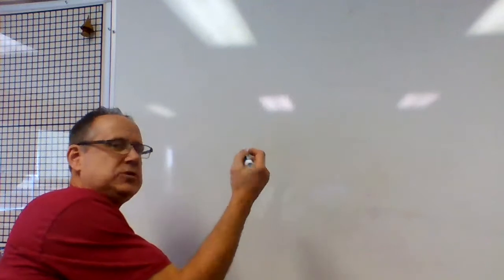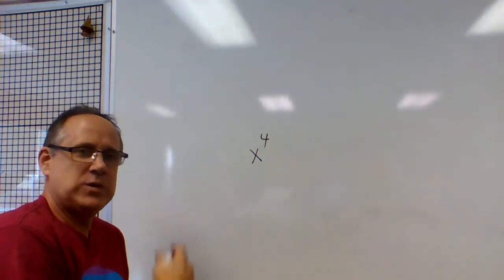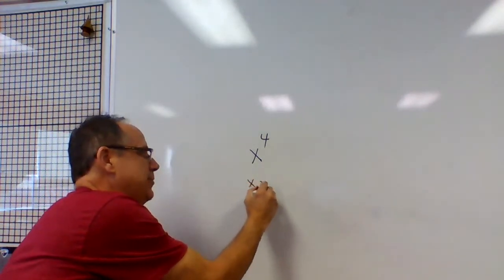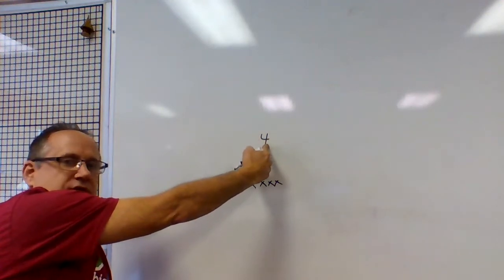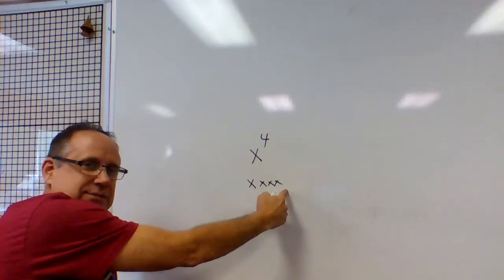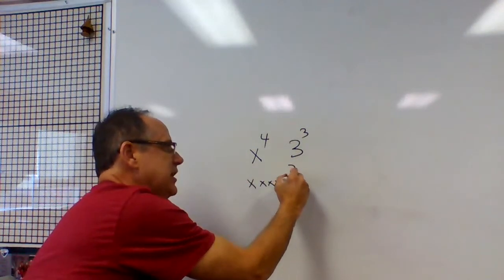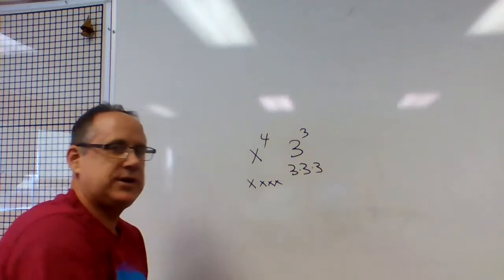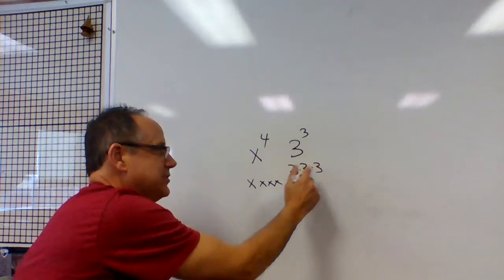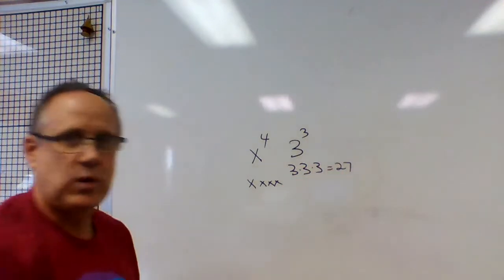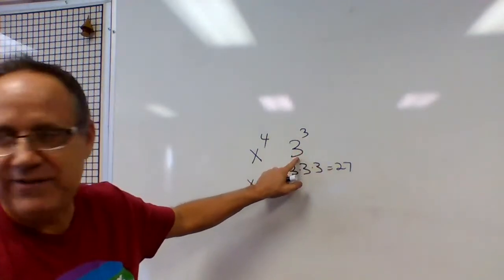it's repeated multiplication, isn't it? If I have x to the 4th, what's that like saying? It's like saying repeated multiplication. My base is x. My exponent is 4. X times x times x times x. If I have 3 to the 3rd power, repeated multiplication, 3 times 3 times 3. All right? 3 times 3, 9 times 3, that would equal 27. Okay? So we have our exponent and we have our base.